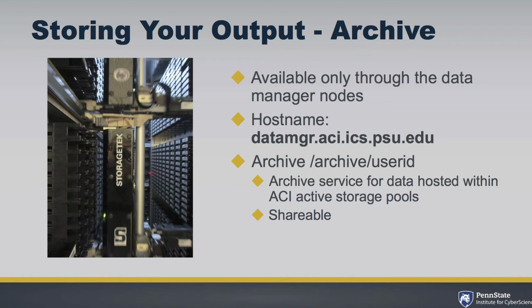Storing your output on archive, okay. Archive data is only available through the data manager nodes. So from your active data, you can access those from ACI or interactive environment, or ACI-b or batch environment, or you can access this through our data manager nodes. If you just want to move data back and forth, you can log into the data manager nodes and access it via there. Okay, the data manager node links on the presentation here. Again, the archive path would be archive, and then the user ID would be the PI name or PI group name, and that would be given to your PI at that point. Archive is shareable just like active storage is as well for groups.